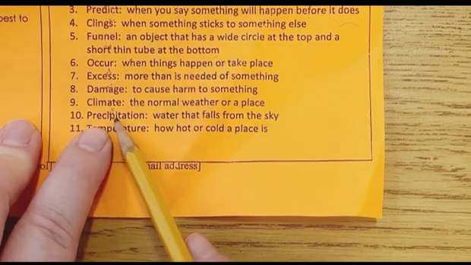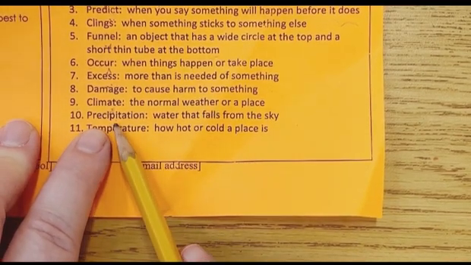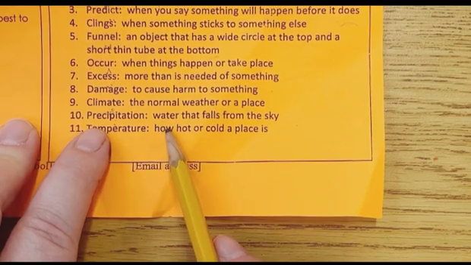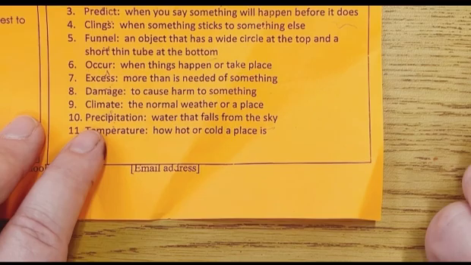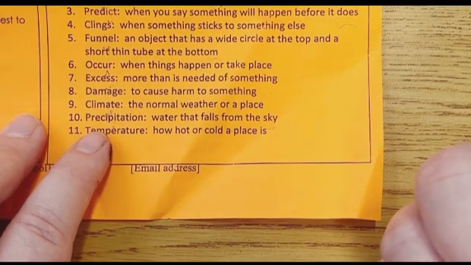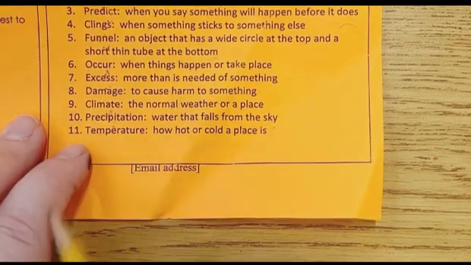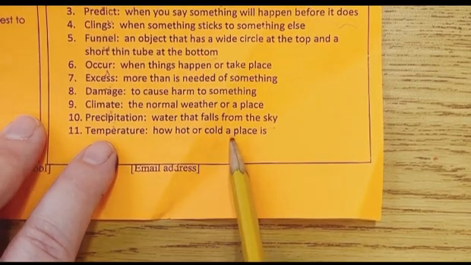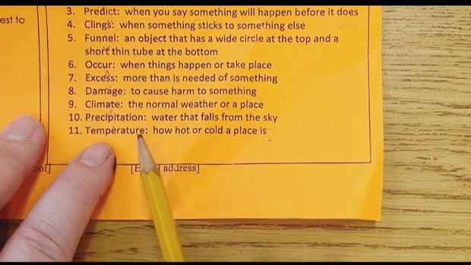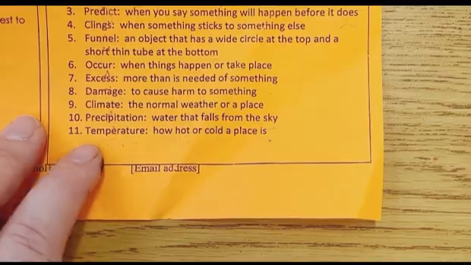All right, precipitation. You may have heard the weatherman talk about precipitation. And that is water that falls from the sky. Precipitation might not just be rain. He might be talking about snow, anything like that. That is precipitation. Temperature, how hot or cold a place is. So if we want to know what the temperature is outside, we want to know how hot or cold it is.